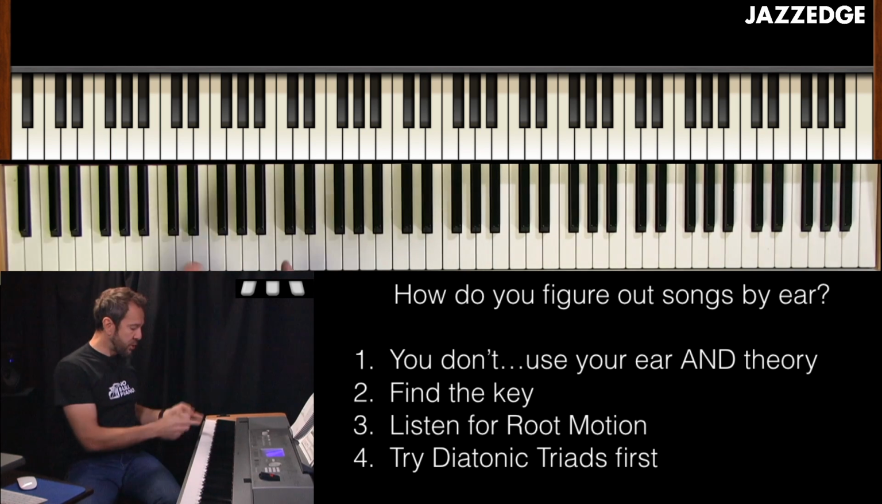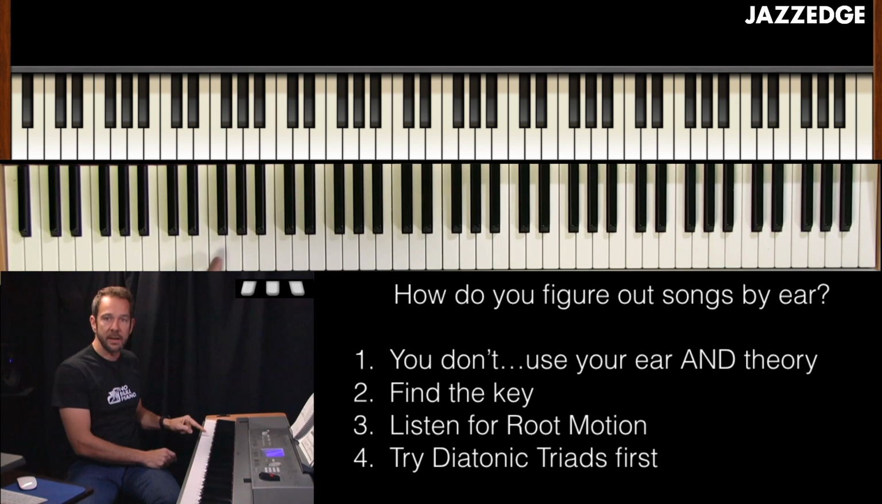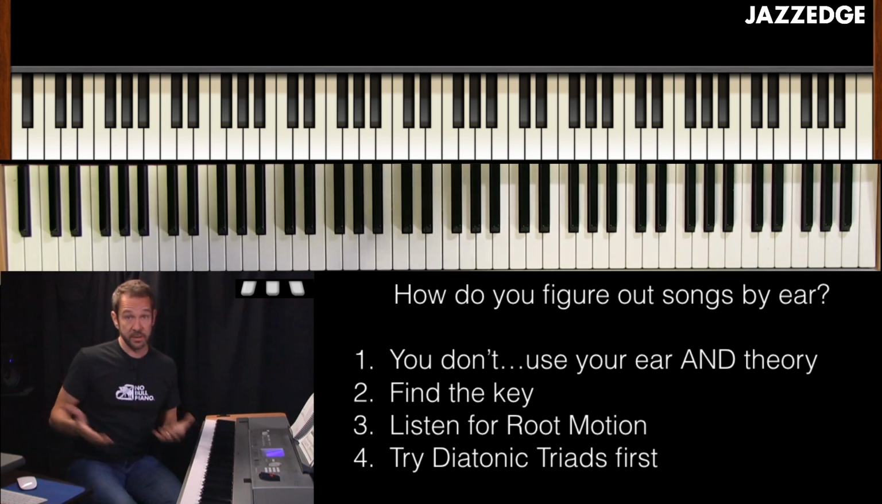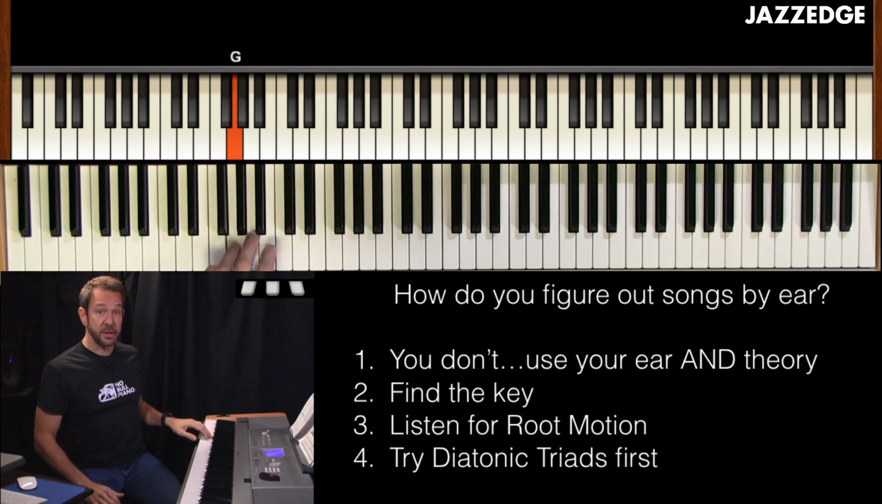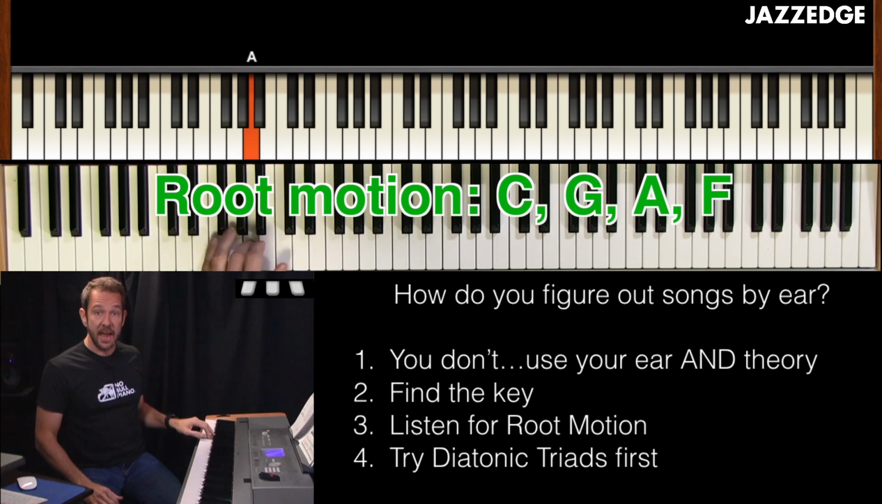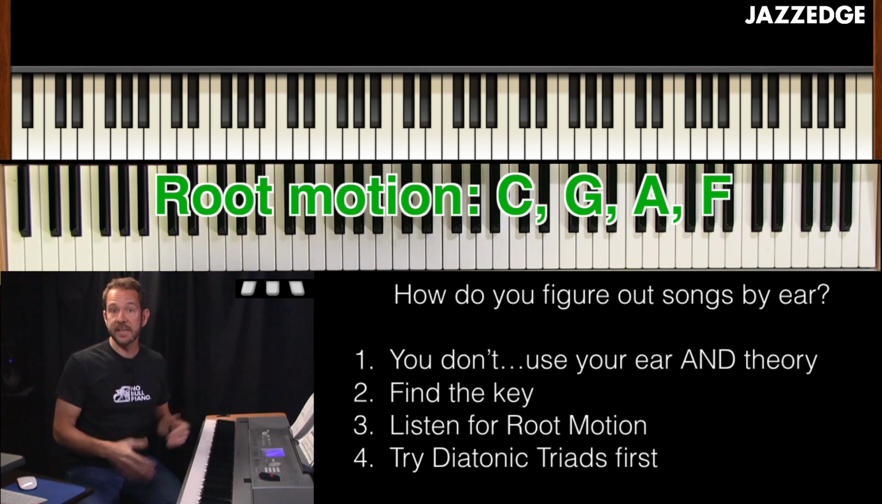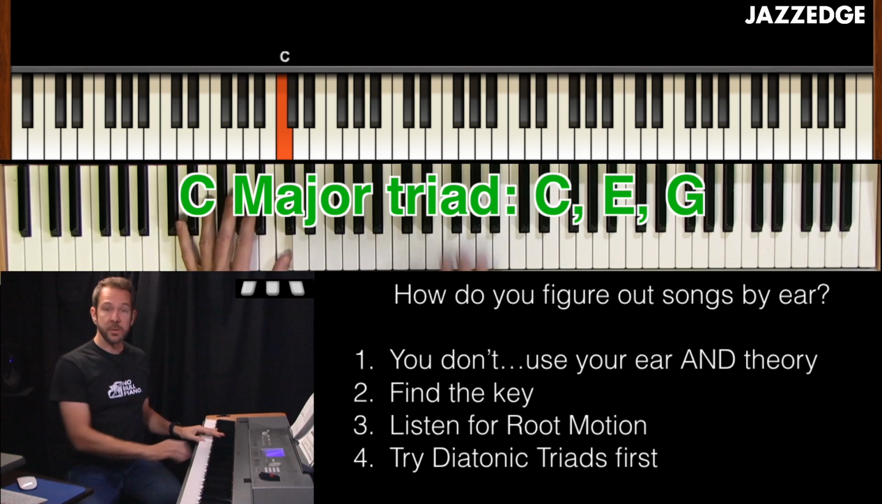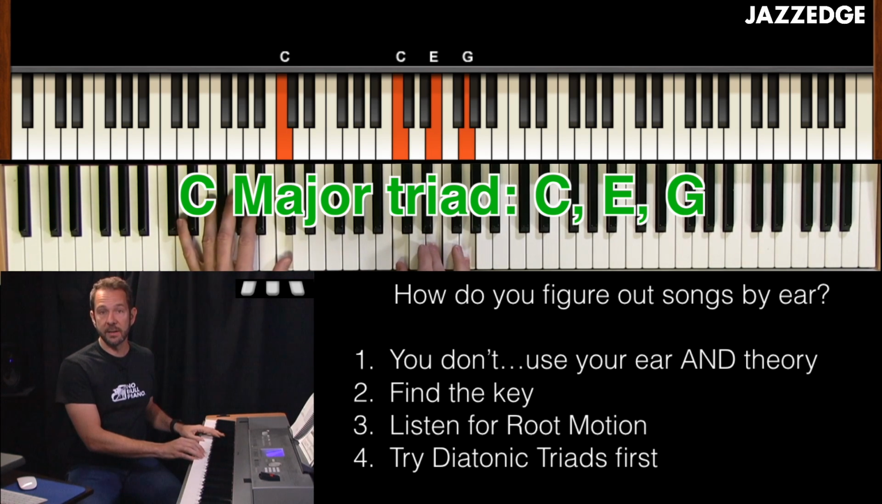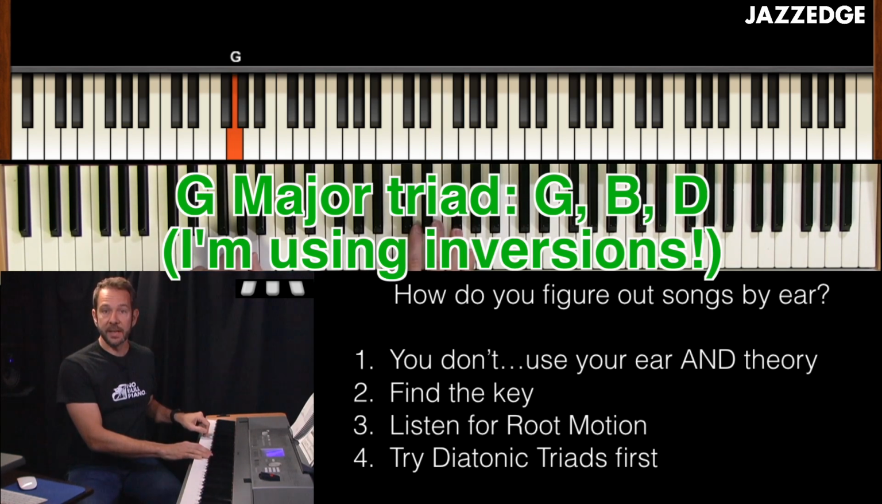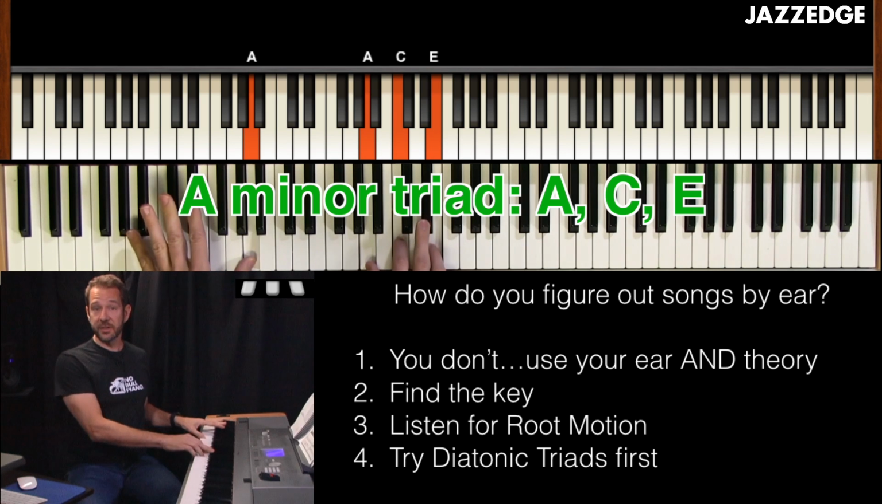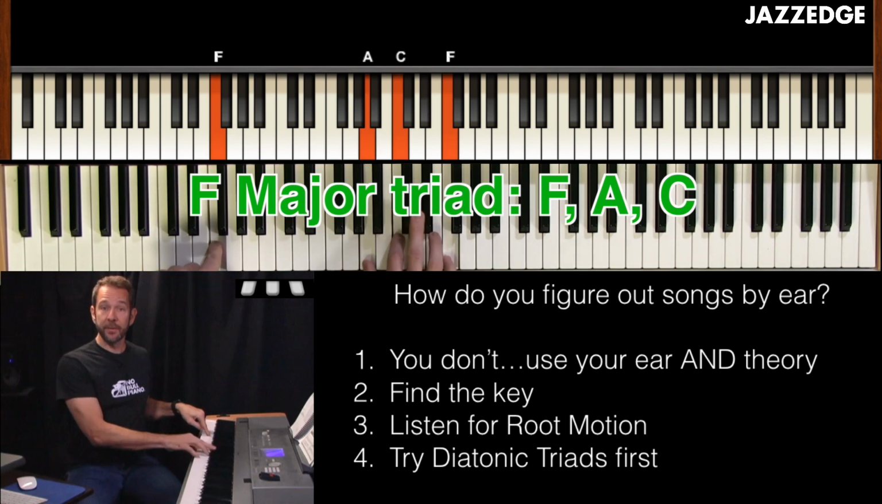So now, once you have that information, if it's in the key of C, which Girls Like You is, and it goes from C to G to A to F, well, now apply diatonic triads to it. C is what? It's my 1 chord, so it would be a C major. When I go to G, that's my 5 chord, so it would be G major. When I go to A, that's 6, so that'd be 6 minor. When I go to F, that's major. So now I know.